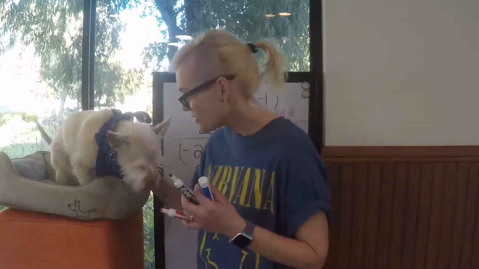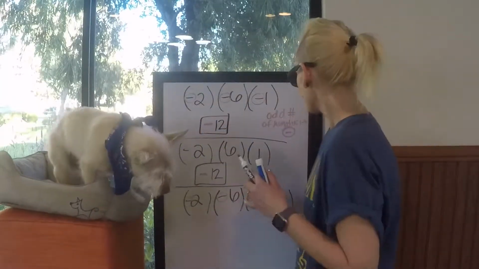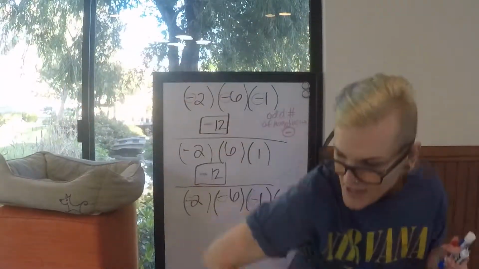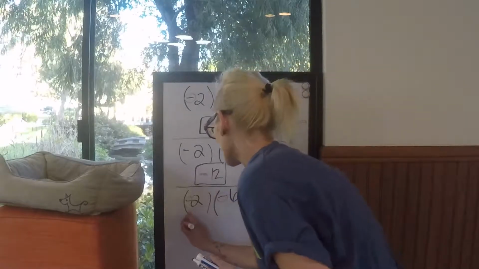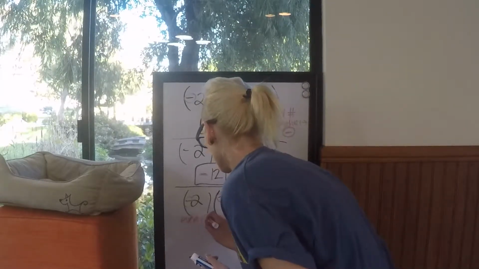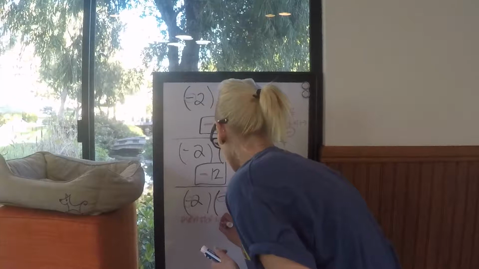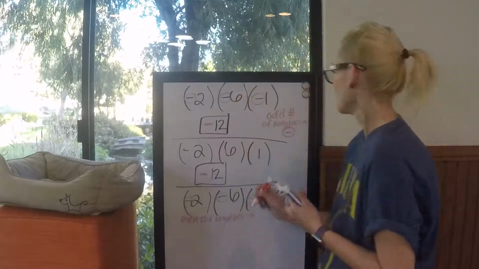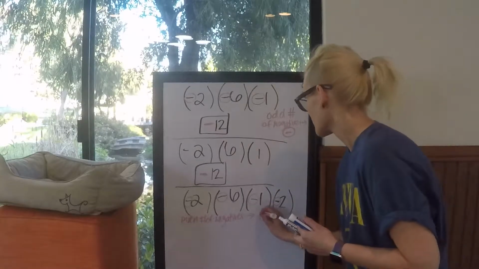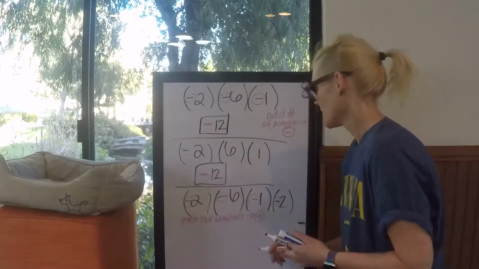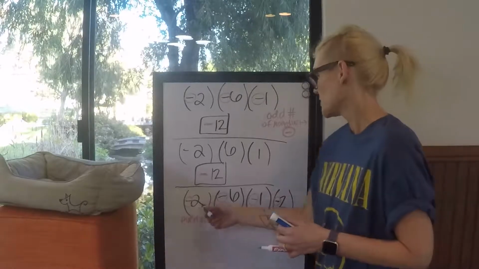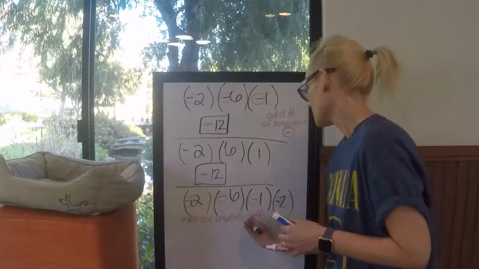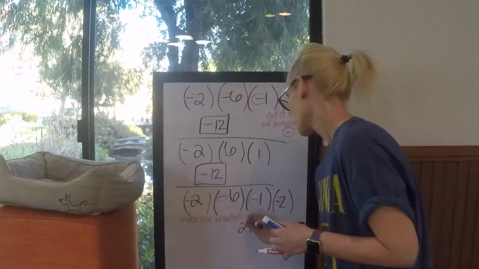Hold on, I know you're excited about math. Okay, so the last one, I have an even number of negatives. If you have an even number of negatives, opposite of being an odd number, your answer is going to be positive. So it's a positive number. 2 times 6 is 12, times 1 is 12, times 2 is 24.